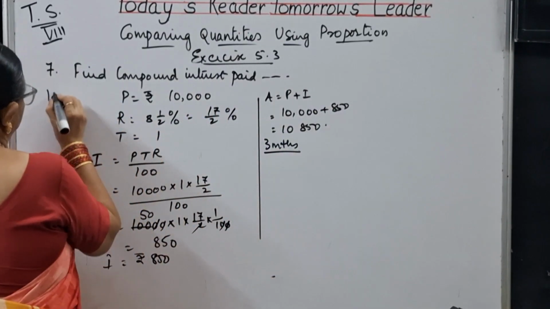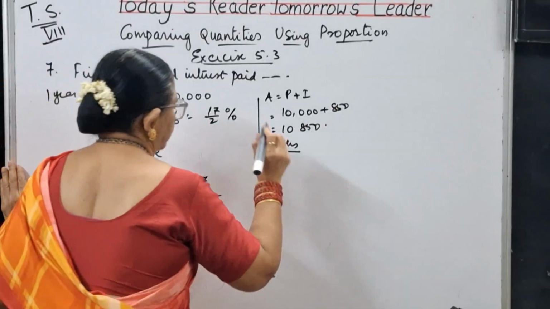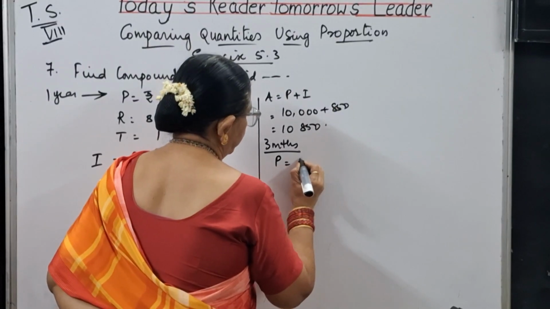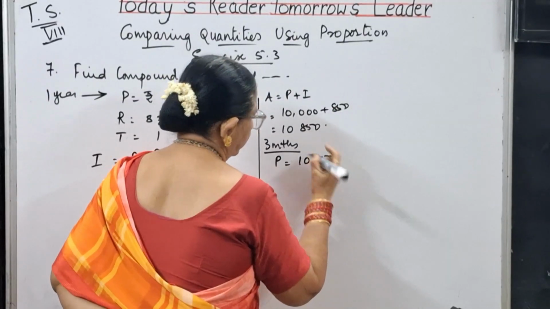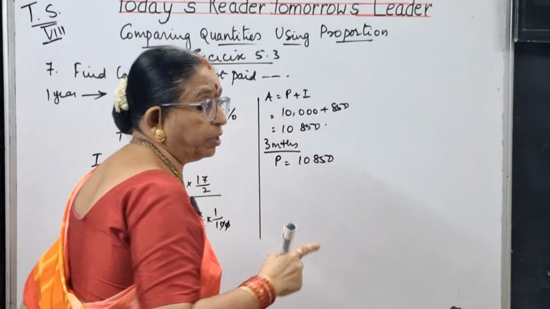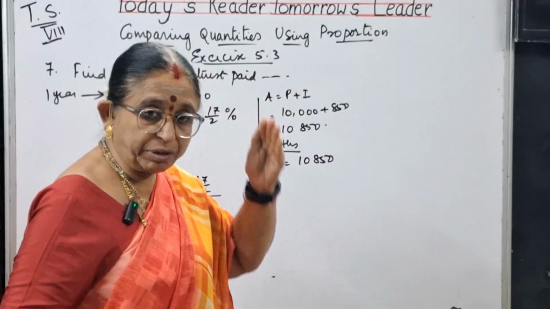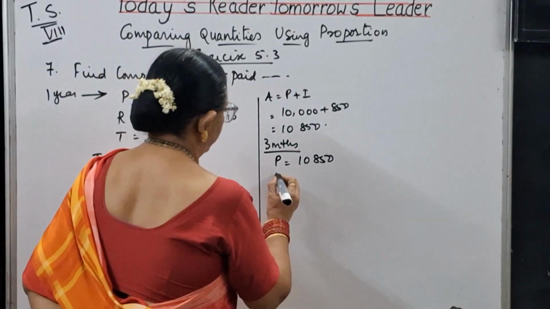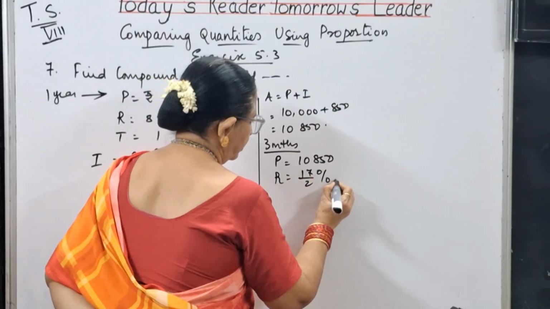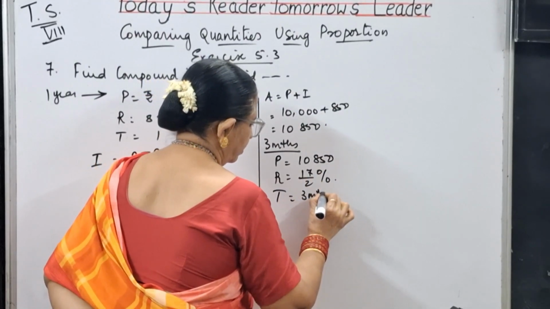What we have done for 1 year, this calculation is for 1 year. This is the 3 months calculation. For this, P will be 10,850. Whatever amount you have got becomes the principal because we are talking about compound interest. So the amount of the first year becomes the principal of the second year, and the rate is the same, that is 17 by 2%, and T is 3 months.